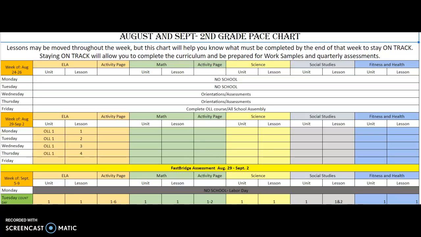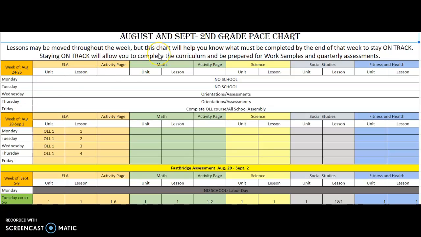I am going to go over the pacing guide to give you an idea of how to use it. The pacing guide is going to be your holy grail of second grade. It's going to help you know what to do, how to stay on track, what needs to be completed and when, all of that fun stuff.